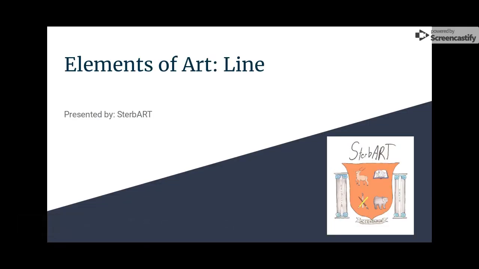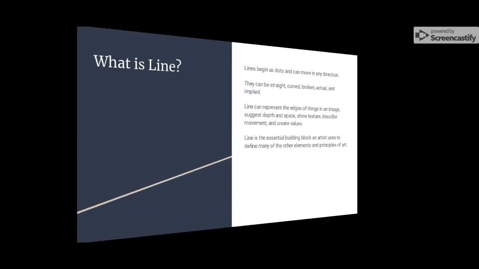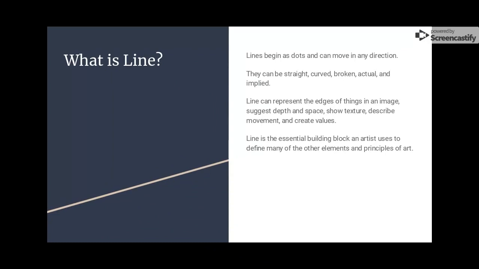All right, today I'm going to be presenting one of the elements of art that is often overlooked, and that is line. So, what is a line? Well, lines can begin as dots and move in any direction. They can be straight, curved, broken, actual lines, and implied lines.